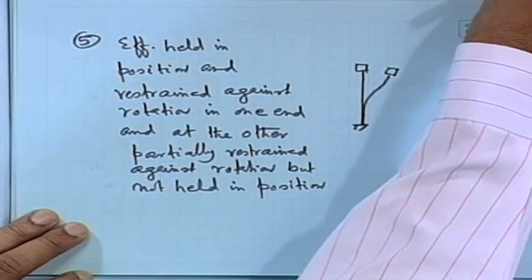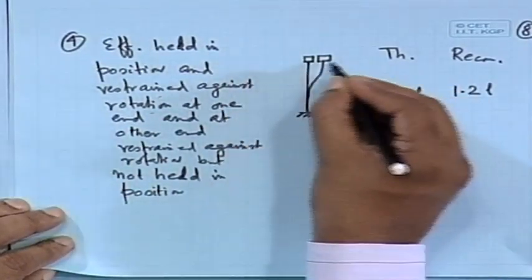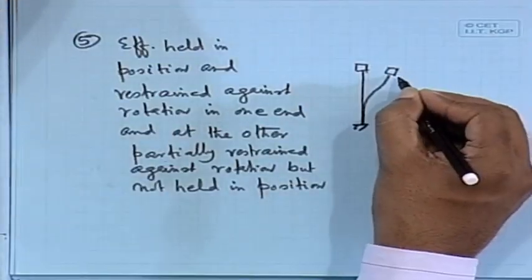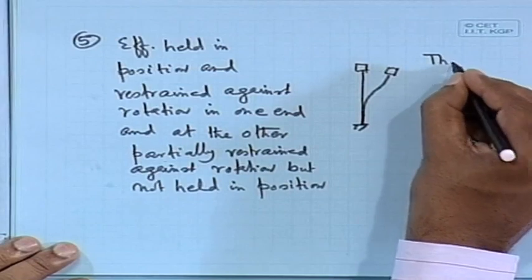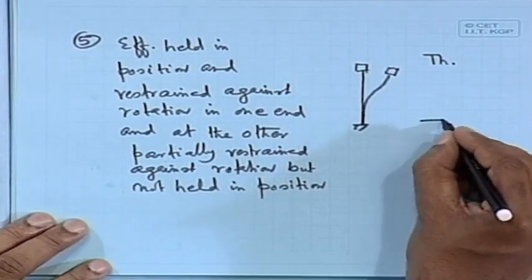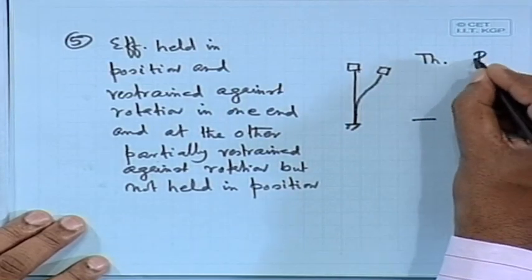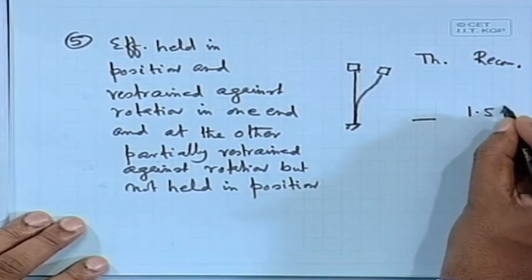If we look at this one, it can move only. So, there is no rotation here, but here we are allowing a little bit of rotation. If that be the case, then there is no such theoretical value, because you do not know how much the partial one is, but your recommended one says that you take it as 1.5 L.